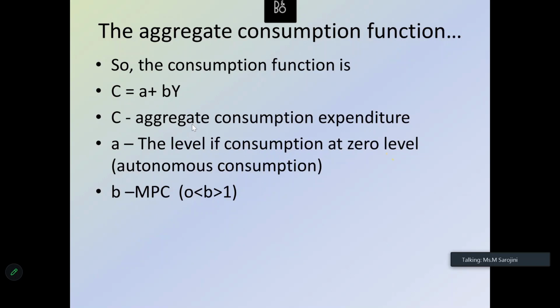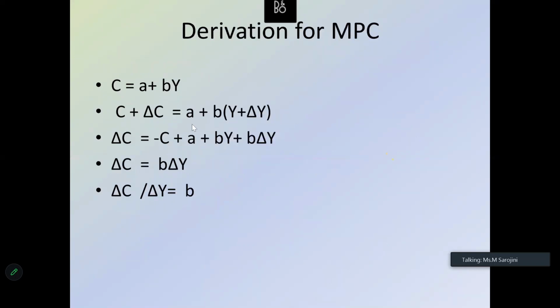Here C is the consumption expenditure and A is the autonomous consumption. Autonomous consumption means consumption at the zero level of income. Here we can call the MPC the slope of the consumption curve, that is B. Again, B lies between 0 and 1. And this is the derivation for the MPC, which we also already learned.